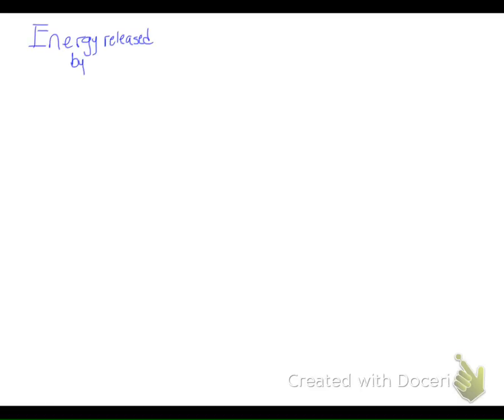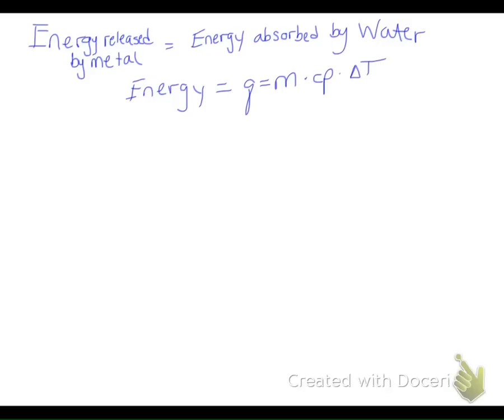So we know that the energy released by the object is going to be equal to the energy absorbed by the water. And this is really, really important. And we know that energy is equal to Q, which is equal to mass times Cp times change in temperature. So if the energy released by the metal is equal to the energy absorbed by the water, I can assume that mass times Cp times change in temperature is energy. And I'm going to apply both of these calculations and just set them equal to each other.